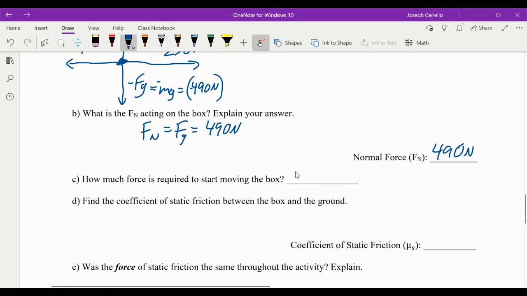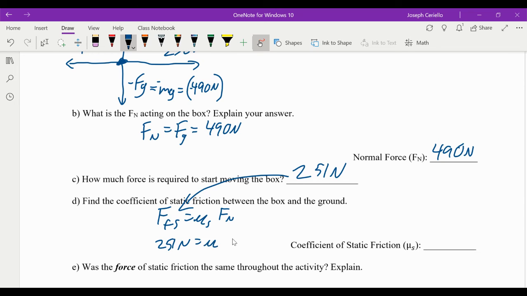How much force is required to start moving the box? I think it was 251 newtons. So find the coefficient of static friction. We're going to use this formula: Fs equals mu s times the normal force. For the force of static friction you have to use that threshold number. So this is 251 newtons equals mu times the normal force, which is 490 newtons. Divide both sides by 490 newtons.